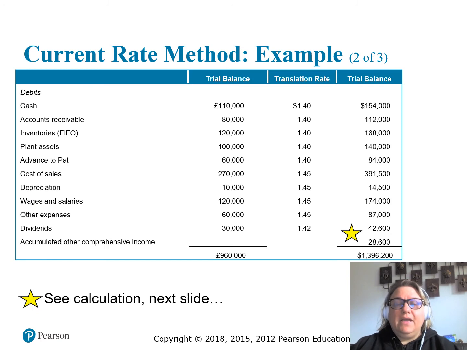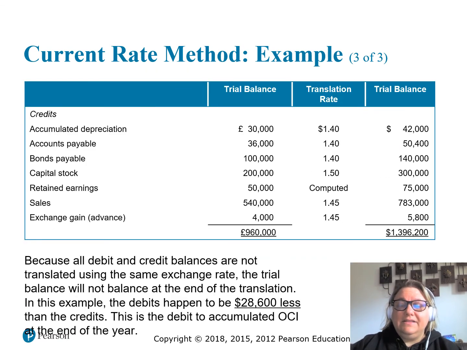Okay, so here we go. This is everything translated, and you can see the different amounts, cash rate, cost of sales, depreciation rate, following the rules I read out earlier. And you can see where the little star is. It says, see next slide. Couldn't get it all. So here is our calculation. Because all debit and credit balances are not using the same exchange rate, the trial balance is not going to balance. And so, because we're at different rates, the debits are 28,600 less than the credits. And so the debit to OCI at the end of the year basically just becomes a plug.